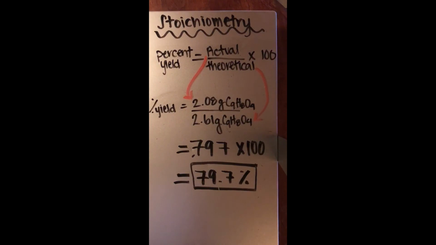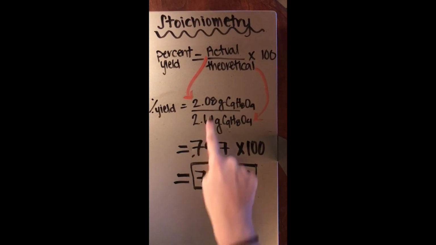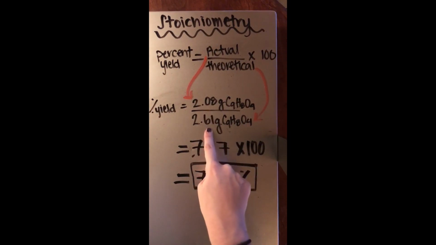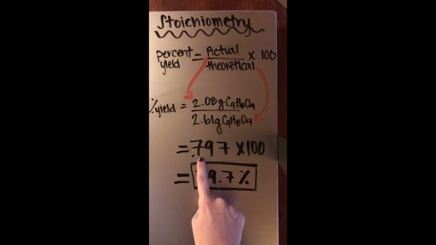Percent yield is used to show how successful the reaction in an experiment is. To find percent yield, you place the actual yield of 2.08 grams of aspirin over the theoretical yield of 2.61 grams of aspirin and multiply this times 100. This comes out to be 79.7%. This means that our experiment produced 79.7% of what it theoretically should have.